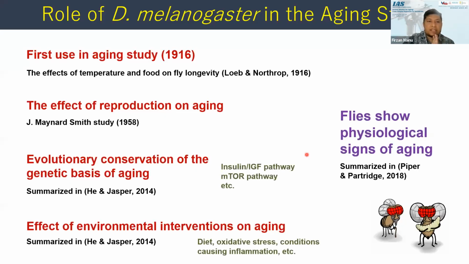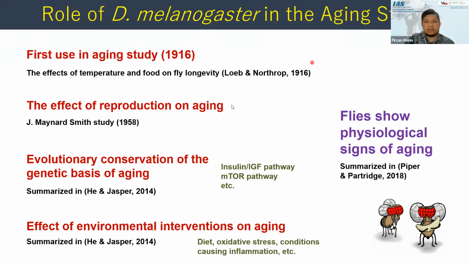And what I want to stress is what we can learn from flies. First, it's been a long time that Drosophila researchers have used flies to study aging. It's 1916. And then we can see that this study leads to many things, including the effect of reproduction on aging, or vice versa, how aging impairs the reproduction of species.